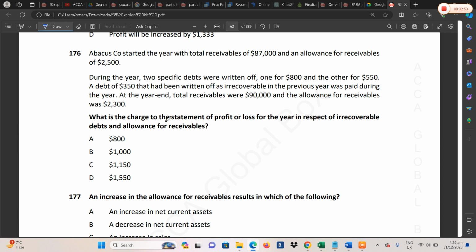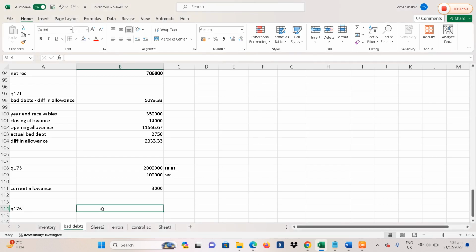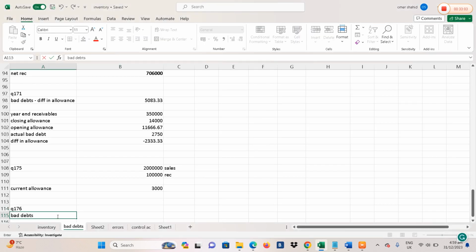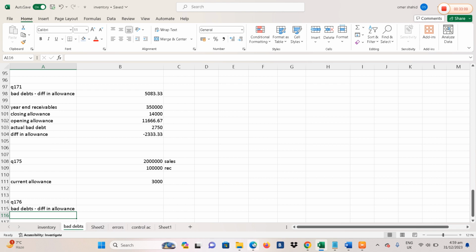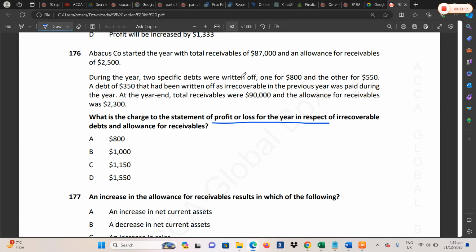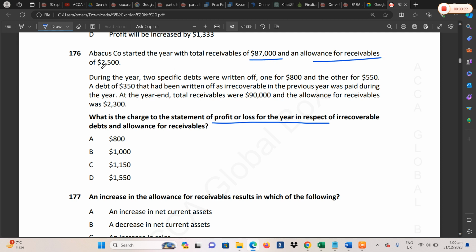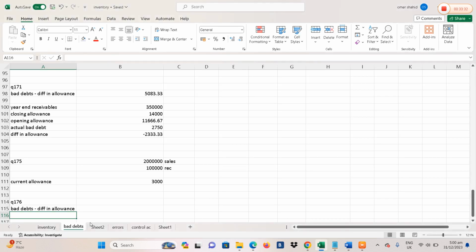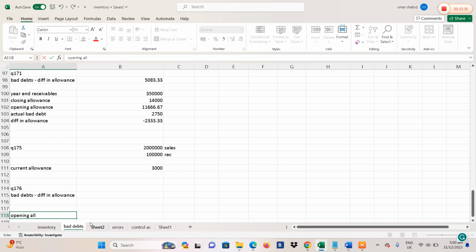So they are asking, what is the charge to profit and loss? So we know the formula for profit and loss: bad debts minus difference in allowance. So how many bad debts in the question? Abacus company started the year with total receivable 87,000 and allowance for receivable was 2,500. This means that this is the opening allowance. So our opening allowance is 2,500.